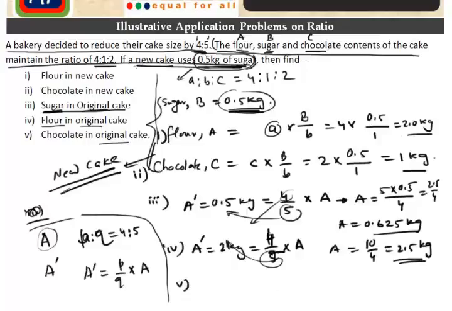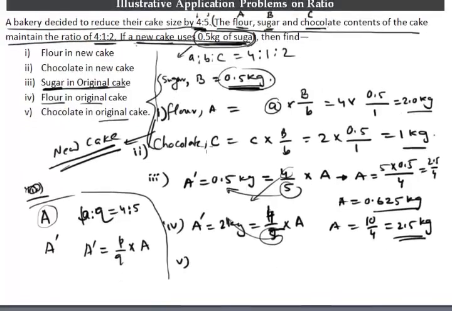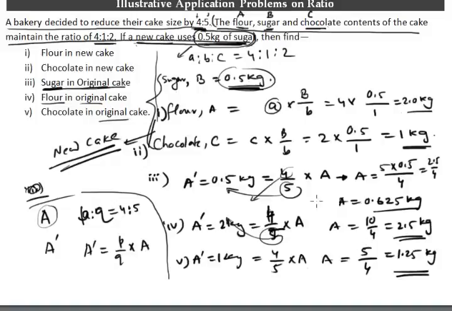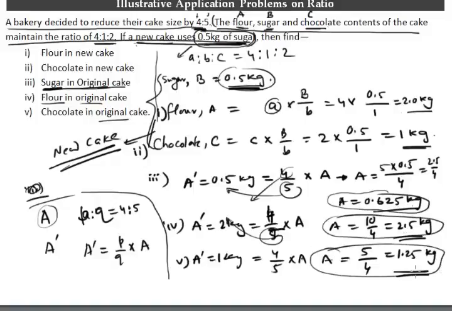And the last one, chocolate. New chocolate is 1 kilo. So A prime equals 1 kilo equals 4 division 5 times A. Here A is the original chocolate. So A will be 5 times 1, divided by 4. That means 5 by 4, which is 1.25 kilo. So these are the amounts of sugar, flour and chocolate in the original cake. That means 3, 4 and 5.